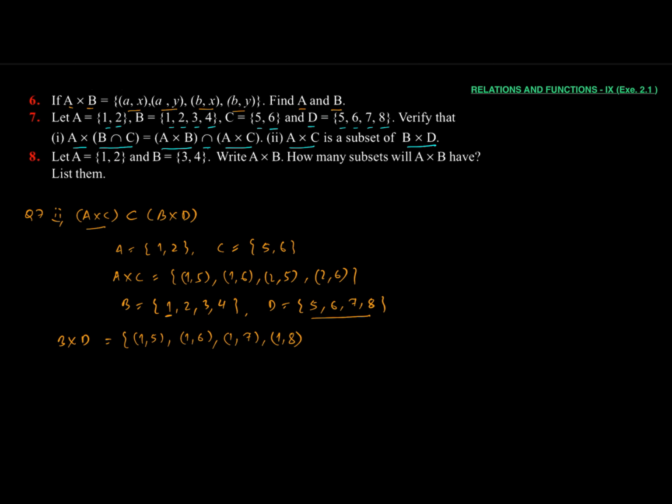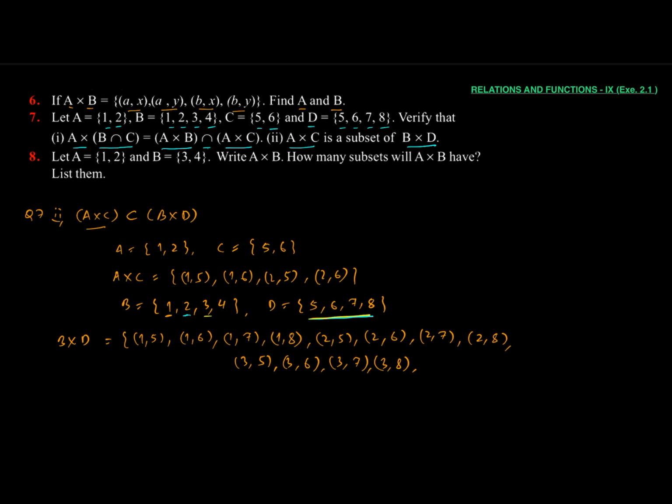Now let's combine 2 with each element of set D. So we'll be having elements as 2 comma 5, 2 comma 6, 2 comma 7 and 2 comma 8. Similarly, let's combine 3 with each element of set D. So we'll be having 3 comma 5, 3 comma 6, 3 comma 7 and 3 comma 8.